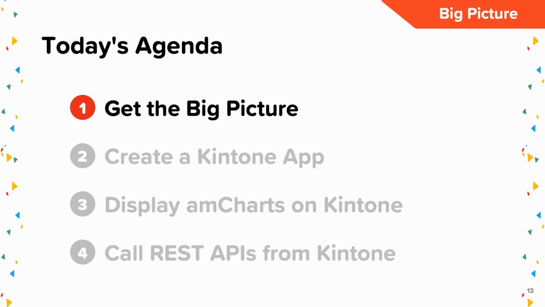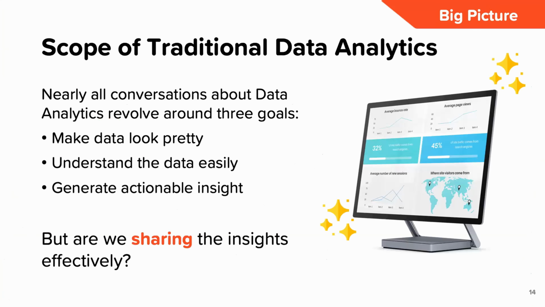So let's dive right in and talk about that big picture. The first place to start is with the scope of traditional data analytics. Typically when you're talking about data visualizations, data analytics, there's a sort of default understanding of what it means to do data analytics: making data understandable, making it look good, and then being able to generate useful insights from it. And that's pretty much where we park the car over there.